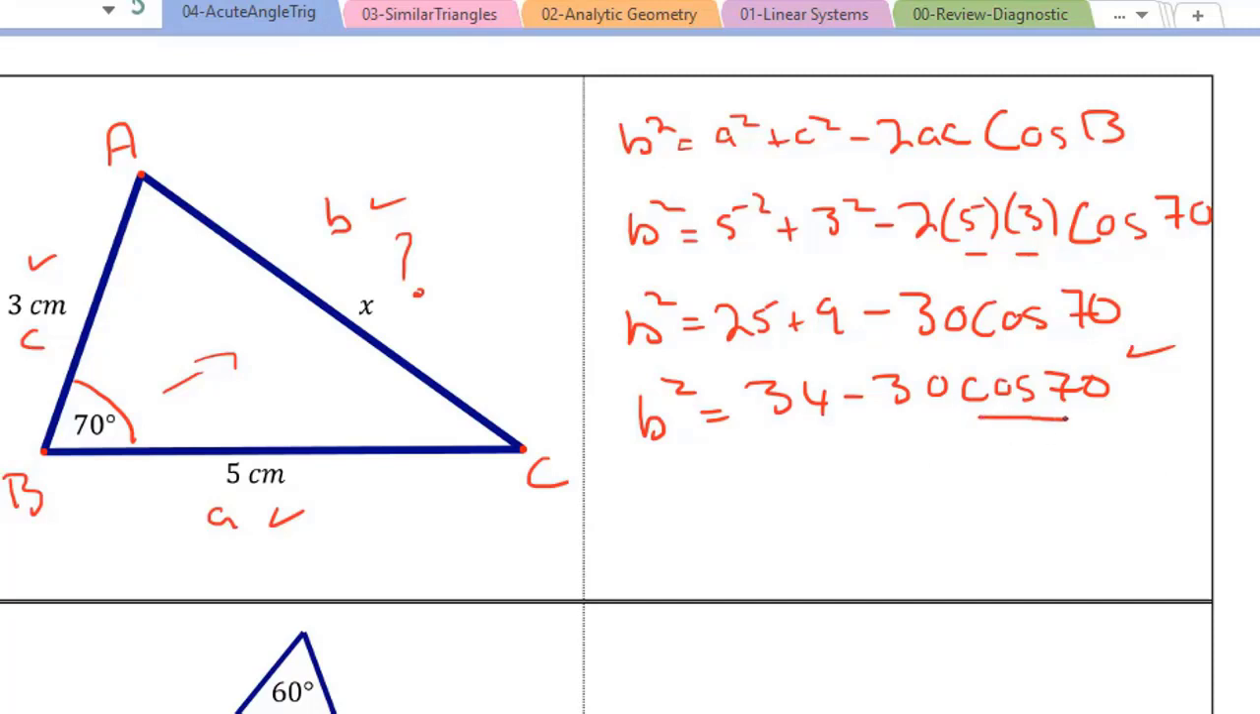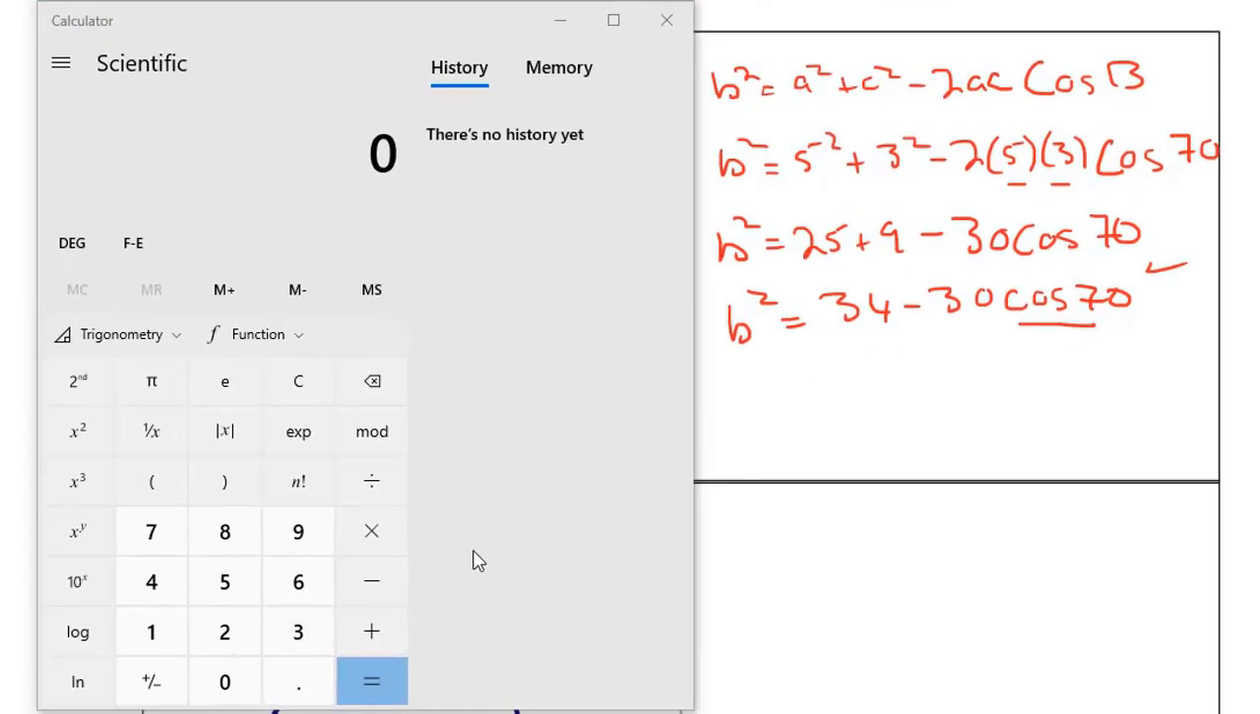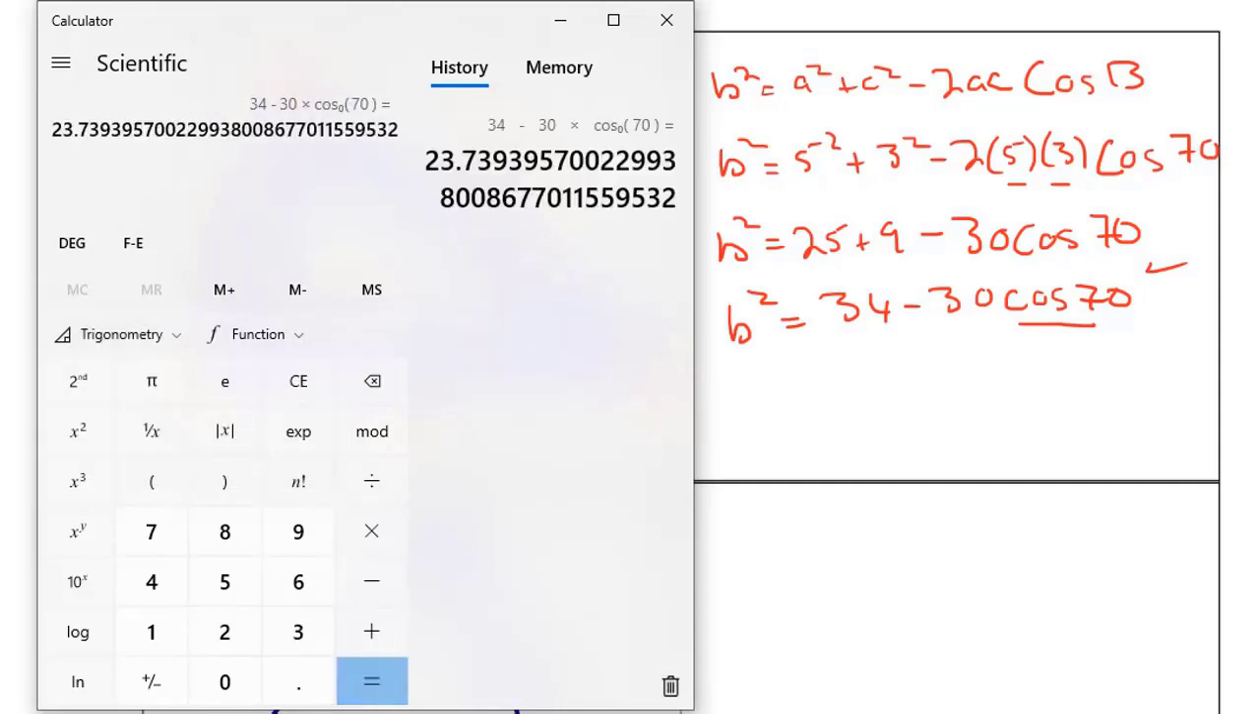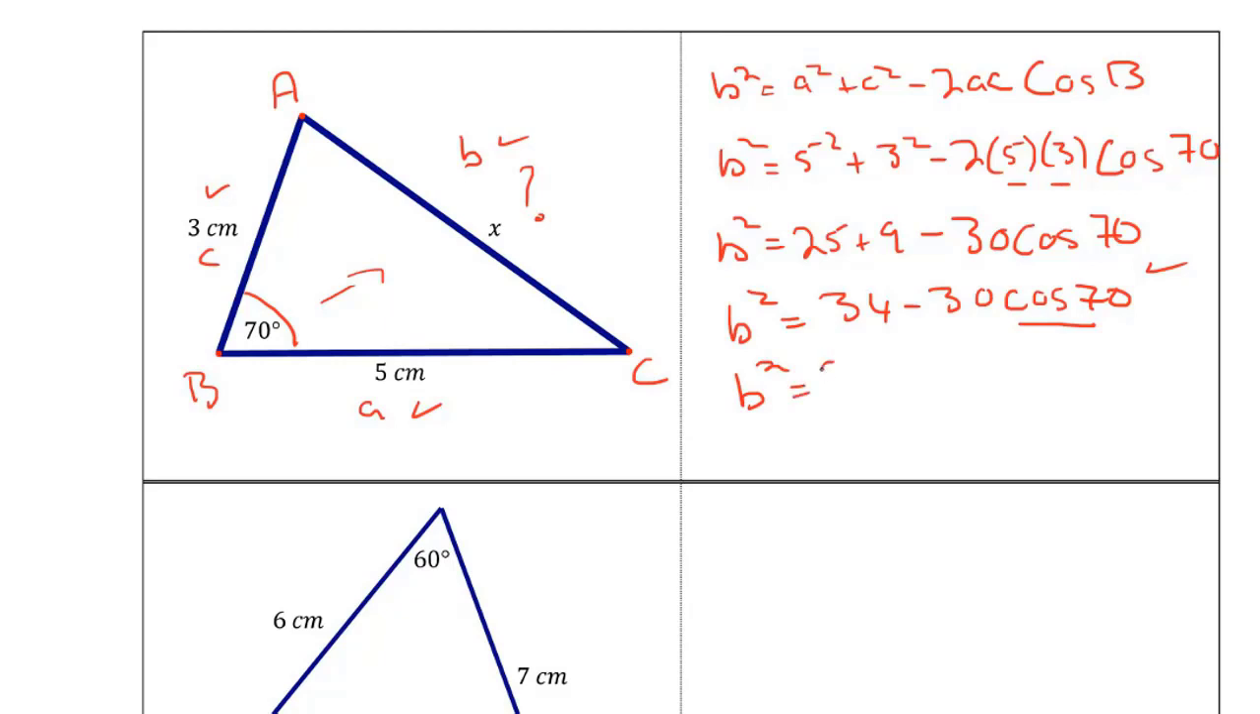If you're going to find out this independent of everything else, in other words, if you're just going to calculate cosine of 70 first and then plug it into your equation, you need to use 4 decimal places. So to type this in on a calculator, I'm going to start with 34 minus 30 times, and remember this is a backwards calculator, so I have to enter in the angle first and then cosine. Figure out what that equals, and now we know that b squared is 23.7. But we're looking for b, which means that we have to take the square root of both sides, which means that b is going to be approximately 4.9.